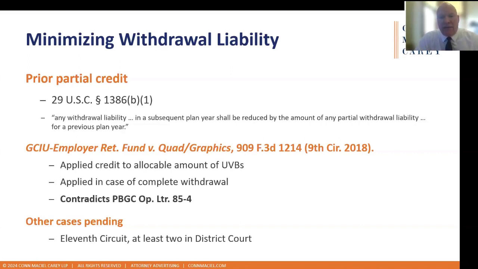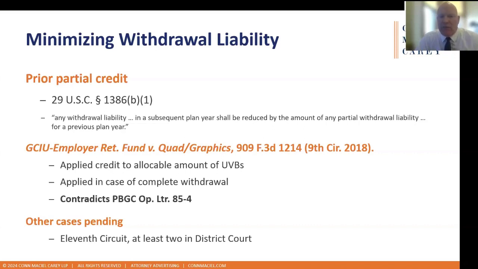And in that instance, there are funds out there, and you can see from the case that's cited here in the middle of the slide, that are, in my view, not applying the proper credit, or not giving proper credit for the prior partial withdrawals.